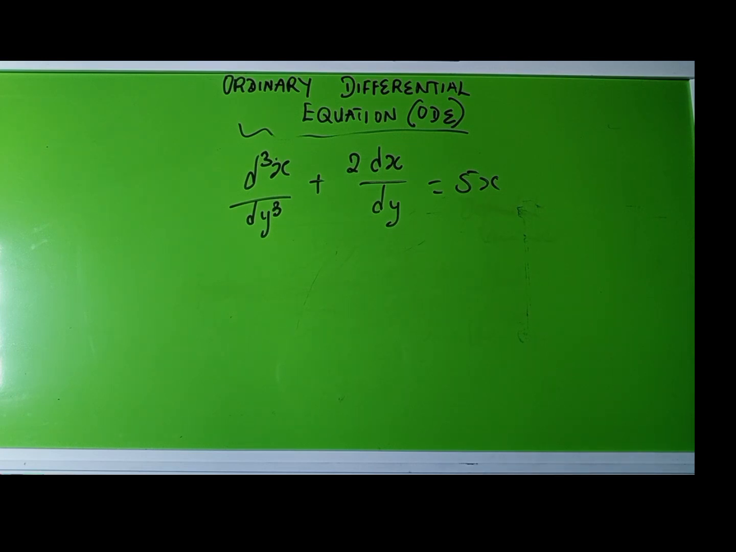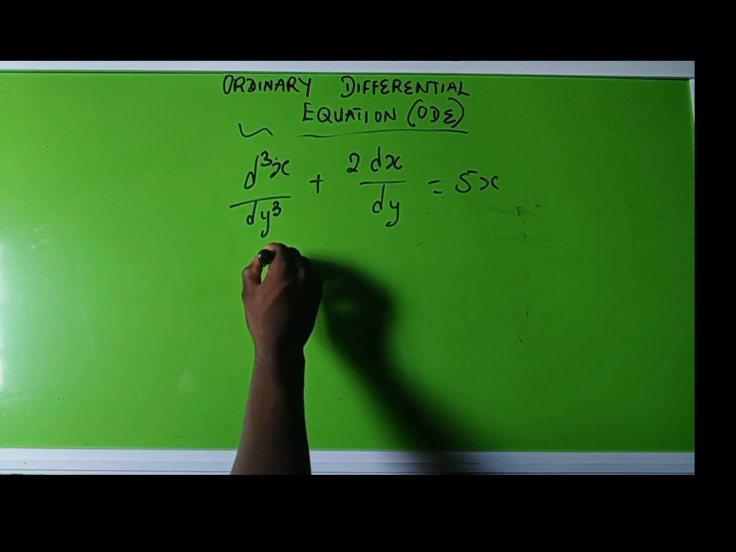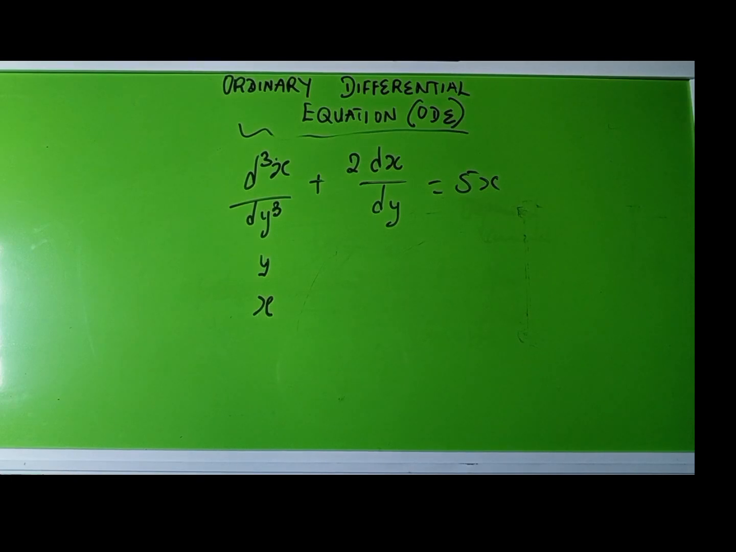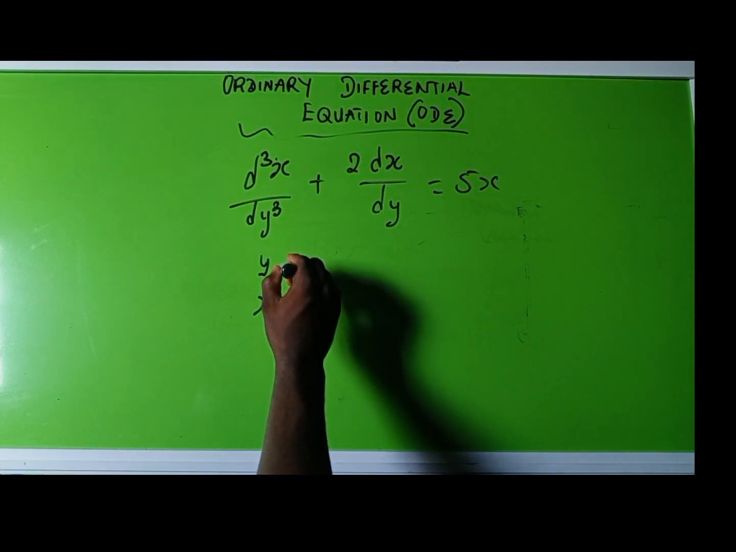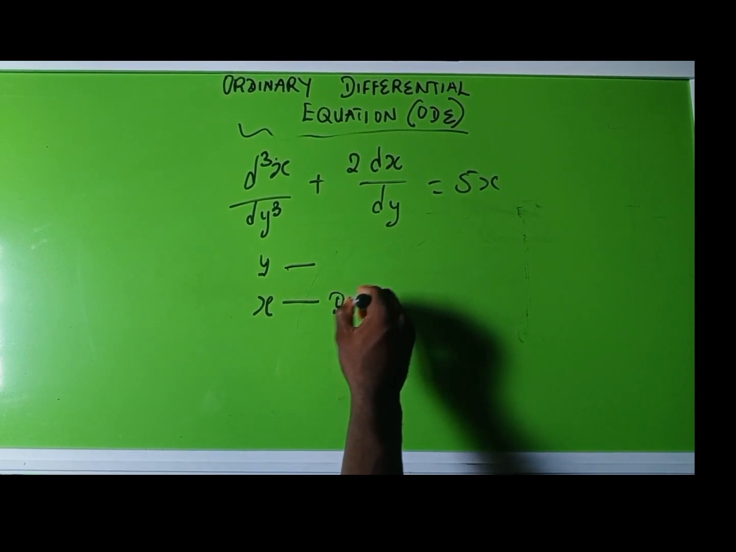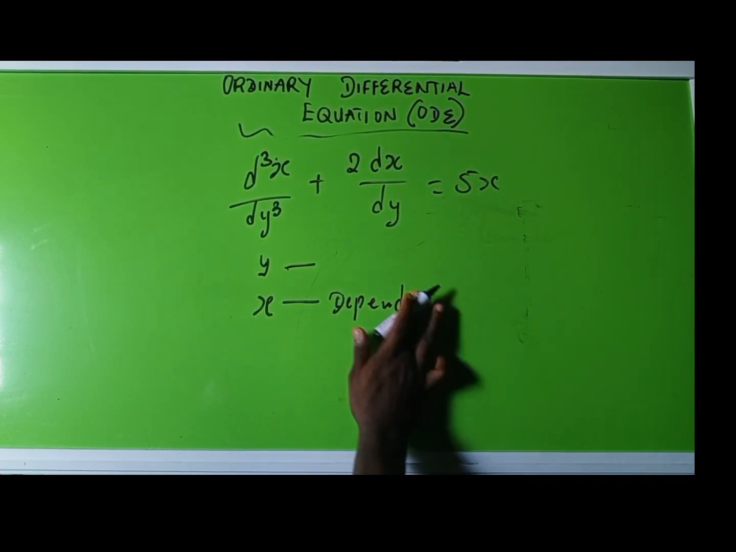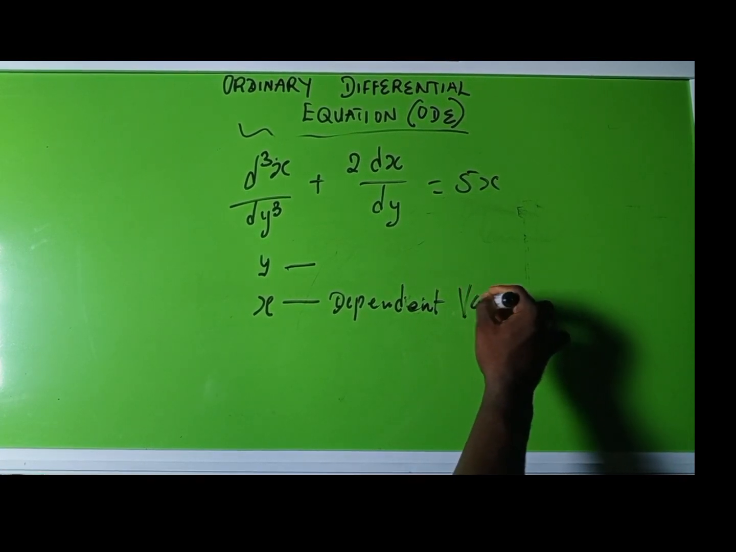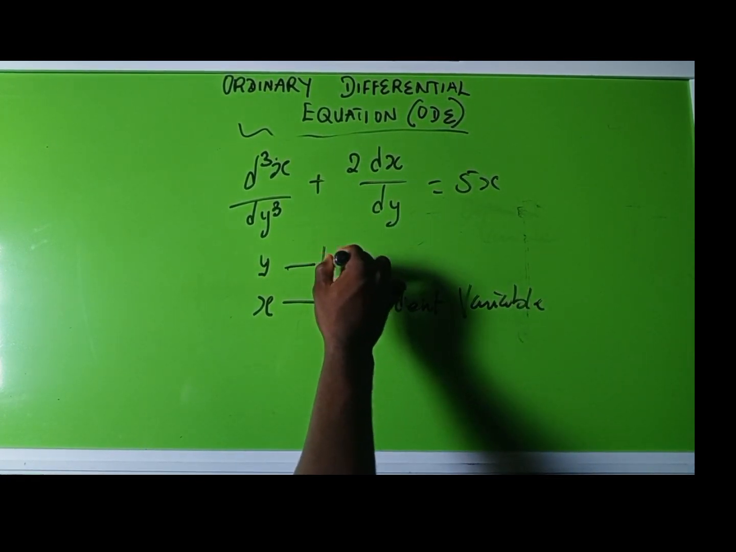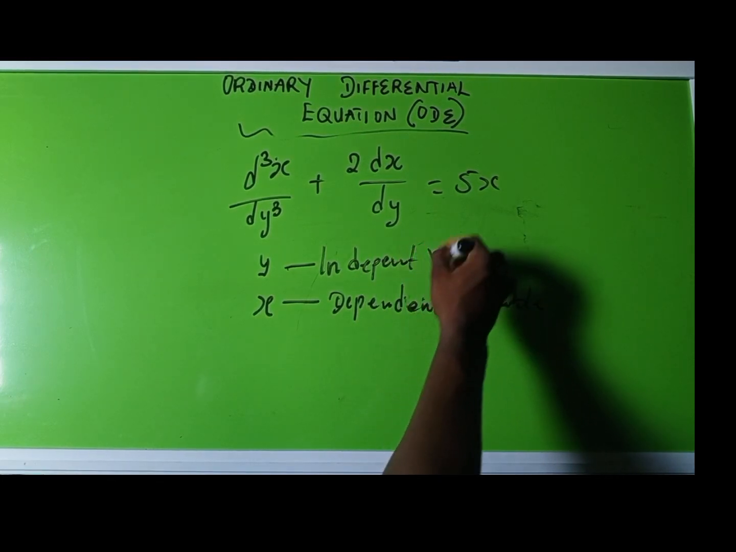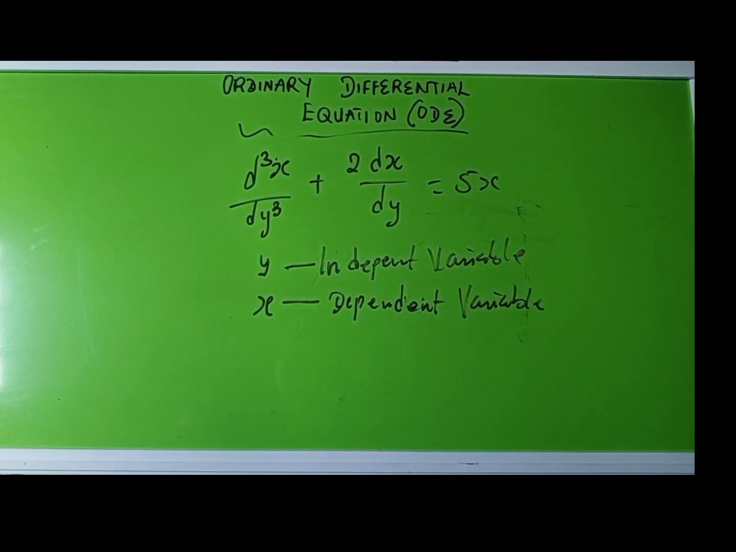So now, to classify your dependent variable and independent variable, what you simply do is you draft out your two variables, y and x. Now, what is your dependent variable? This is your dependent variable, while this is your independent variable. So that's what you simply do. So these are the two paramount variables you need to know before we dive into ordinary differential equation, which is the ODE.